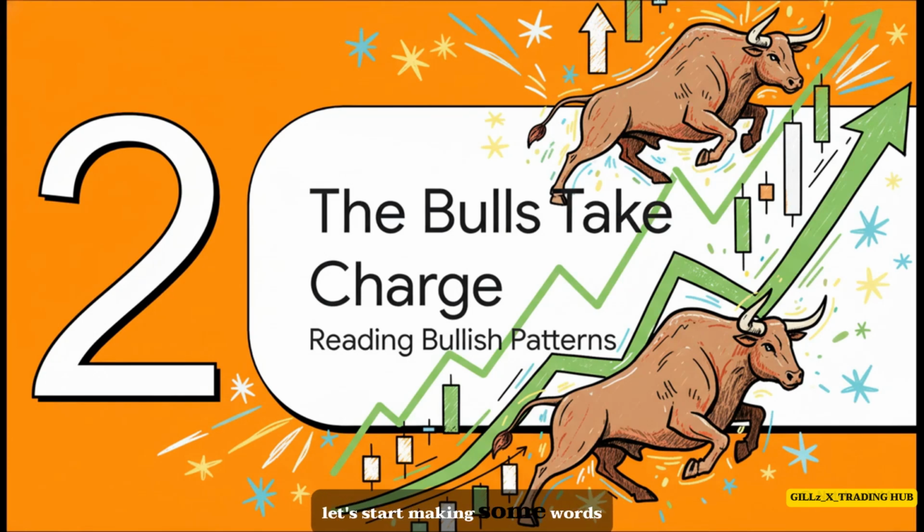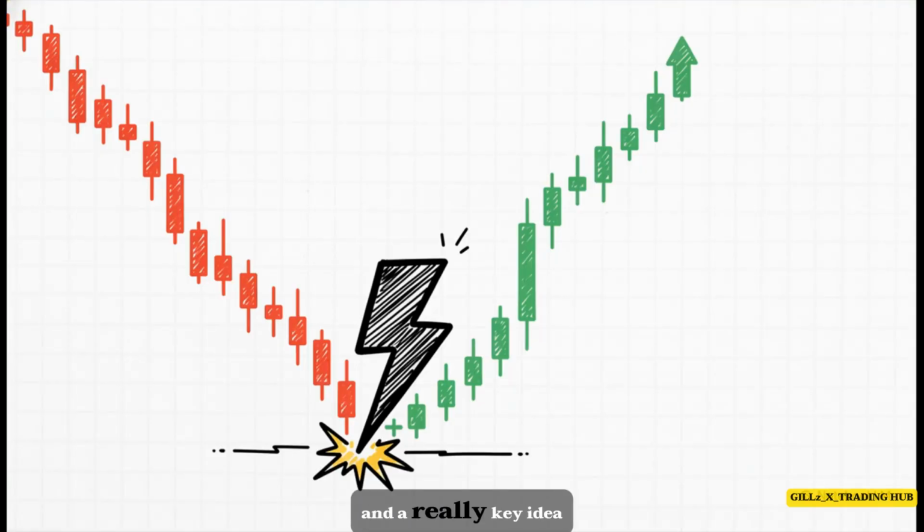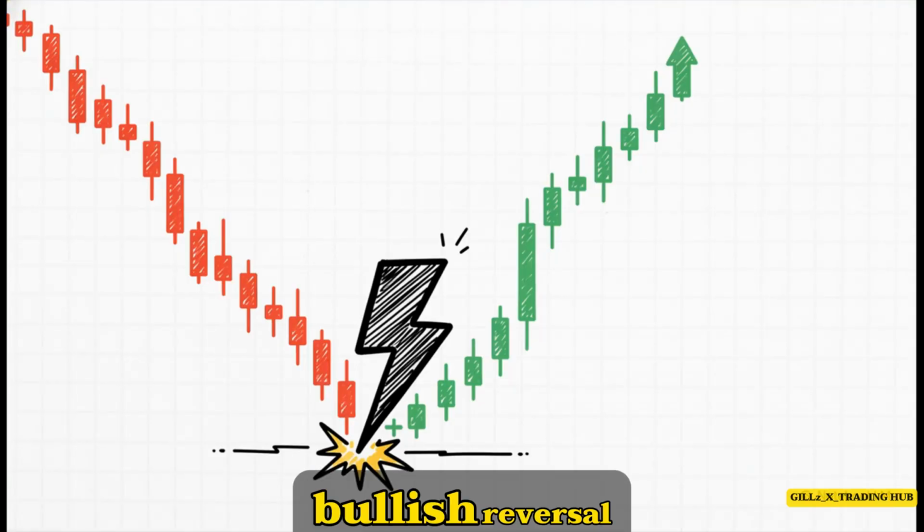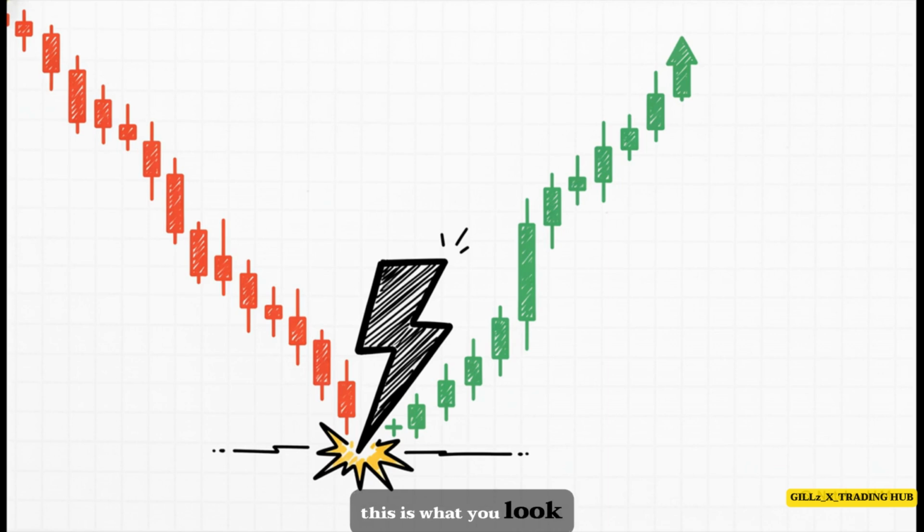Now let's start making some words. We're going to start with the good news. Patterns that suggest the buyers, or as traders call them, the bulls, are starting to take charge. And a really key idea here is what's called a bullish reversal. This is what you look for after a stock has been dropping for a while. These patterns are like a little flare going up, a signal that the whole trend might be about to turn around and start heading up.